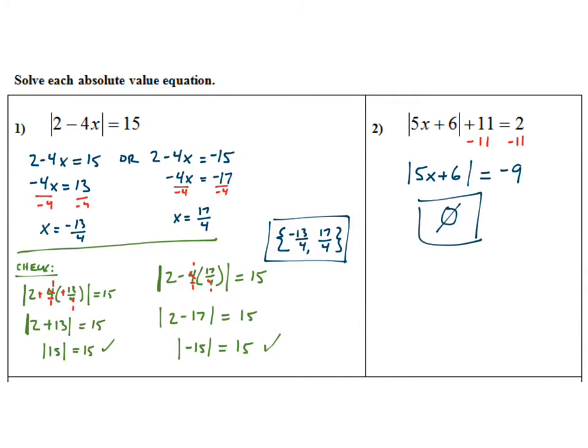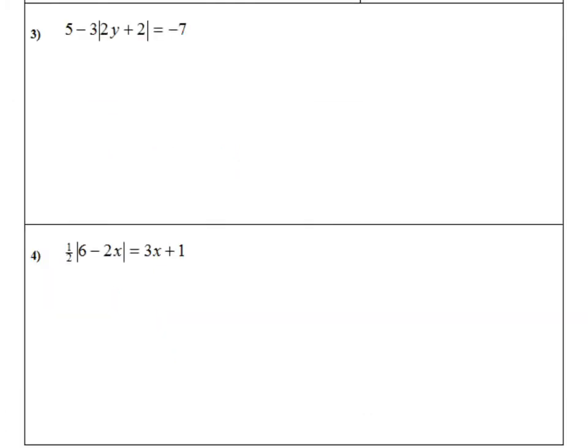Let's try another one. Now this one, number 3, you might be tempted to write this off as a no solution as well. Because look, there's a negative on this side. Here's the thing to keep in mind though. I still have a 5 here and a negative 3 that I haven't gotten away from my absolute value. And I need to do that first before I start jumping to conclusions about whether or not there's going to be possible solutions here. So therefore, I need to isolate my absolute value first.